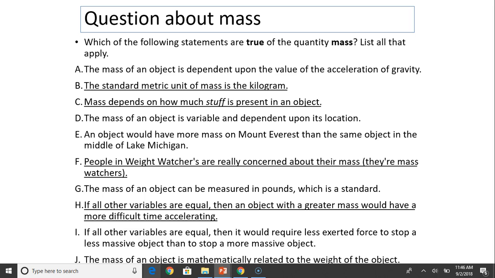I, if all variables are equal, then it would require less exerted force to stop a less massive object than to stop a more massive object. You probably can conclude this from your daily experience. Think about a toy car and a real car. Both are moving at the same speed. Which one is easier to stop? Obviously, it's the toy car because it is less massive. So this is correct. Last one, J, the mass of an object is mathematically related to the weight of the object. That's true. W equals mg. It's a math equation, so J is also true.